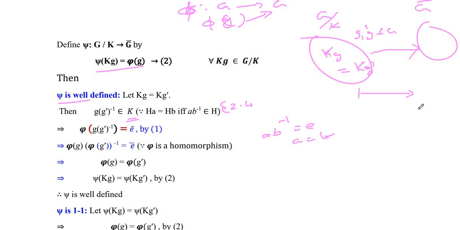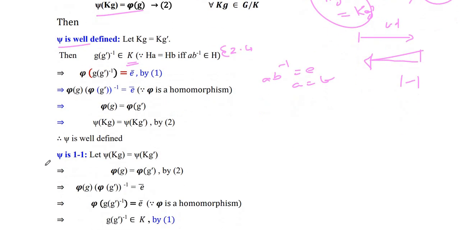But for the one-to-one part, from the codomain you will have to come to your domain. So it should be the other way around for one-to-one, and for well defined, from here to there you have to go. So next our target is to show that psi is one-to-one.